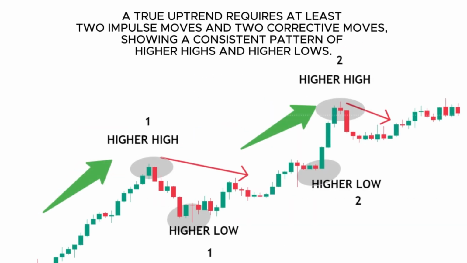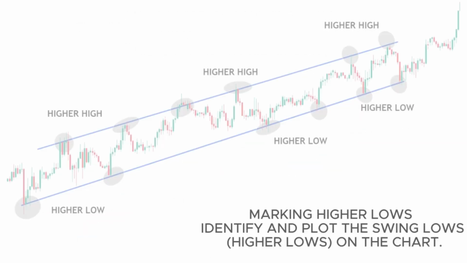Confirming an uptrend. A true uptrend requires at least 2 impulse moves and 2 corrective moves, showing a consistent pattern of higher highs and higher lows.